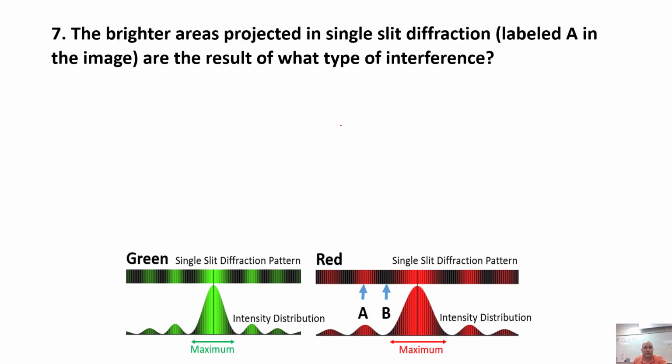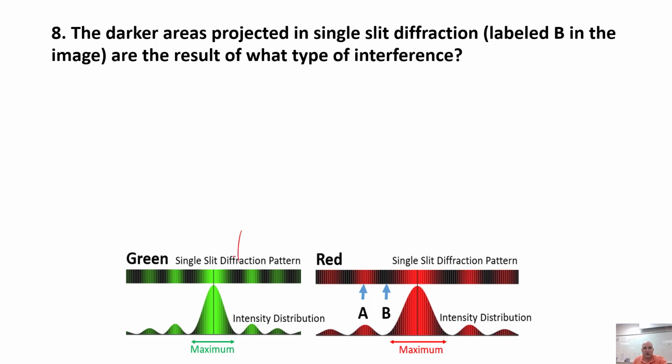The brighter areas projected here, labeled A, are from what kind of interference? That's going to be constructive interference. And then the darker areas are going to be from what kind of interference? That's going to be destructive interference.